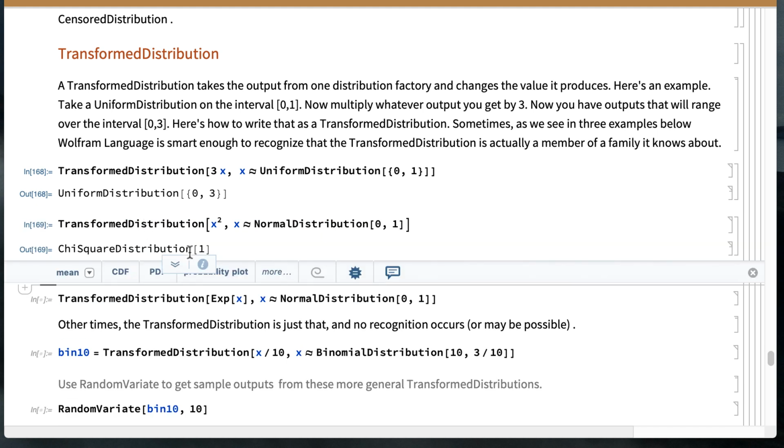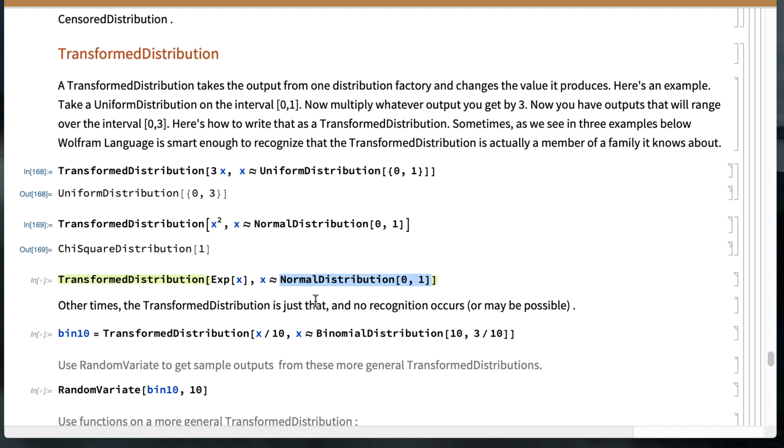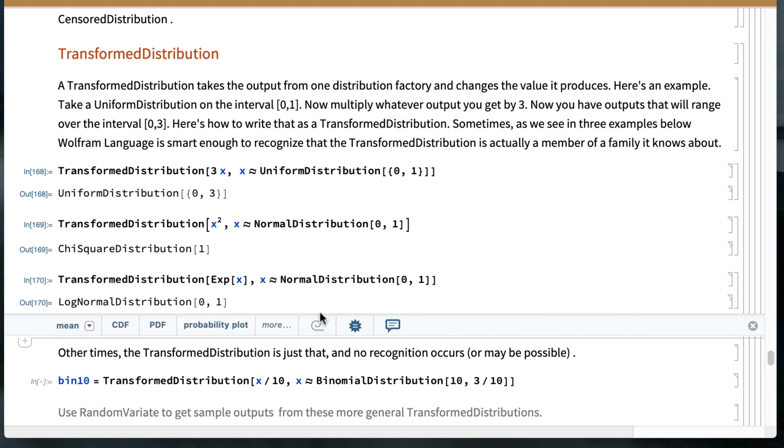Chi-square distribution with 1 degree of freedom. What if I take the output from a normal distribution and I take that to the e power? That's what e to the x means. Anyone remember what I get? And I get the log normal distribution with a first parameter of 0 and a second parameter of 1.